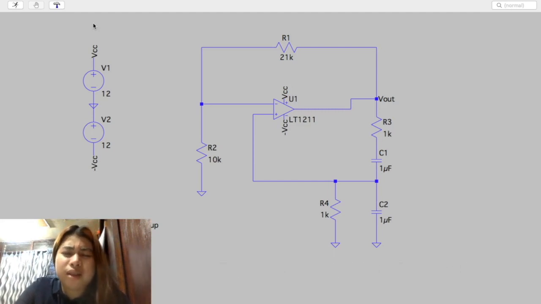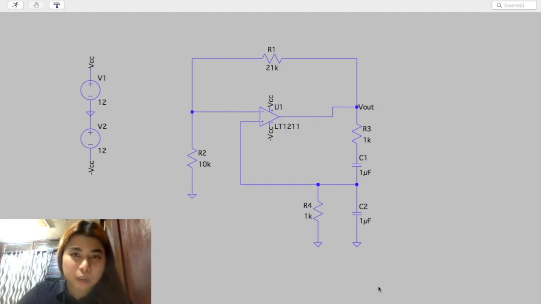So first, what is a Wien bridge oscillator? A Wien bridge oscillator is an electronic oscillator that produces sine waves. It is used to find unknown values in components. It is a two-stage amplifier with an RC bridge and a lead-lag network.